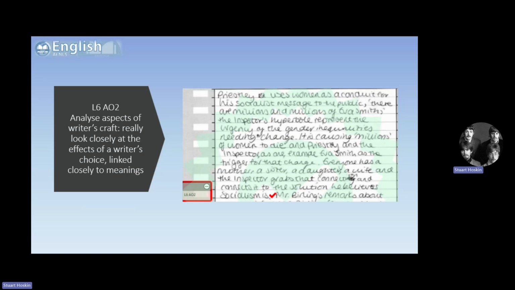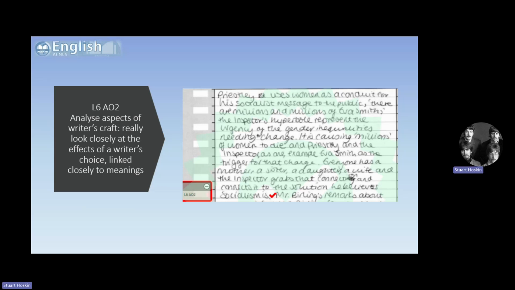To take Eva Smith as a trigger for the millions of people and then point out that everybody has connections with a female relative, and therefore we get that connection. To then suggest, linking closely to the meanings, that at the end, that's the point he makes. He's not really talking about women. He's talking about socialism. He's grabbing that idea of women being exploited, of the gender inequalities needing to change. And he's using it to say the only way we can do that is socialism.